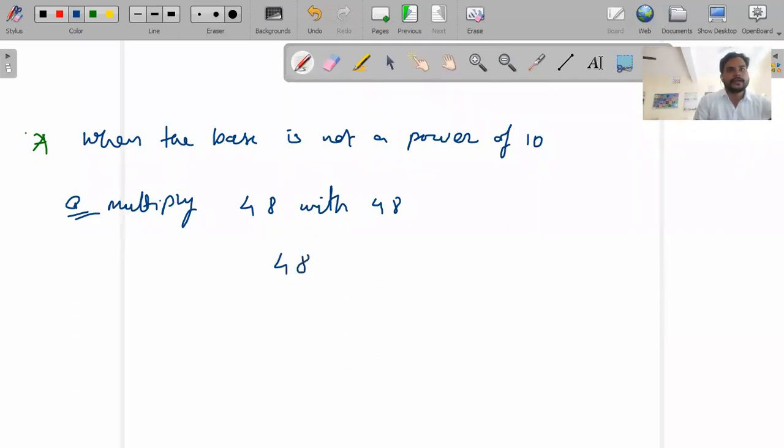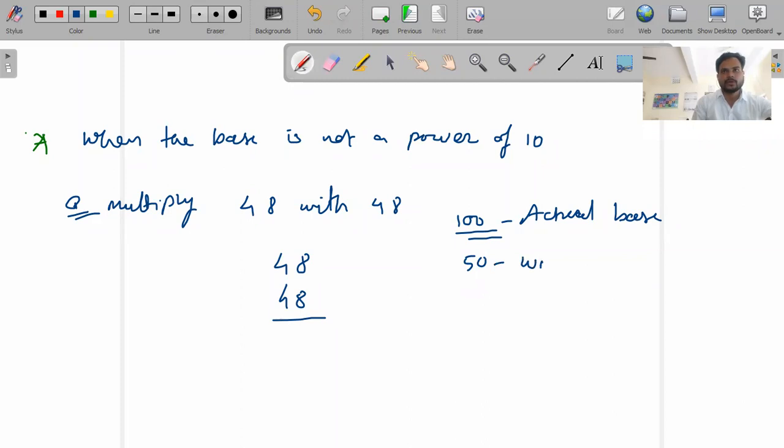So 48 into 48. As usual, 100 will be the base, but I can solve this problem using base as 50. This is the actual base, 100, and this 50 will be the working base for us. Means we are going to work with 50 as a base, but this 50 is nothing but 100 by 2.